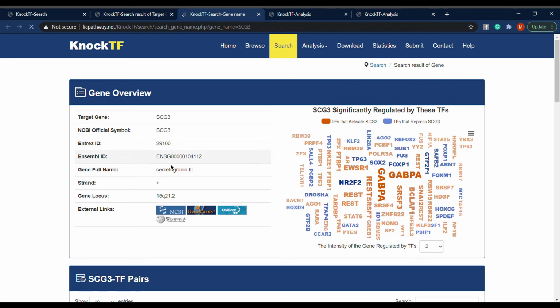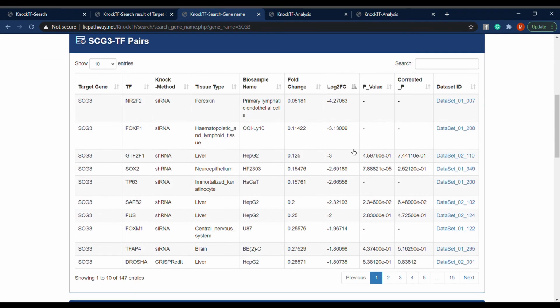This provides information about SCG3 and a word map of the TFs that affect its expression, with blue for repression and orange for activation. Color intensity indicates the level of expression change. We can also get the FC and log2 FC by hovering over a given TF. SCG3 TF pairs is a table of all of the TFs in the database that affect SCG3 expression, with information on sample sources, fold change values, and p-values.